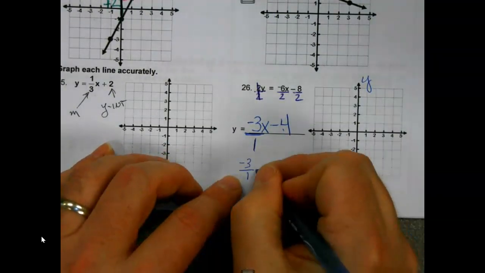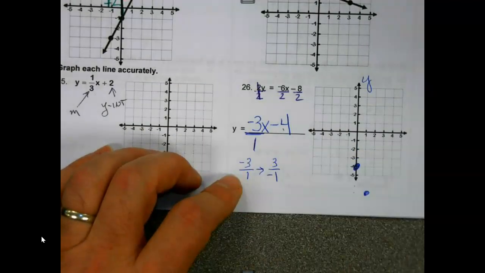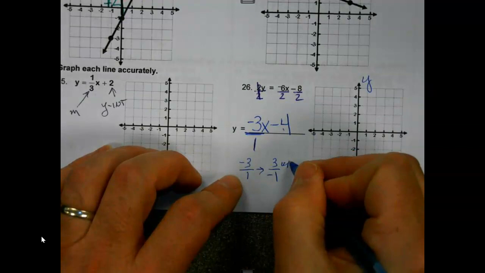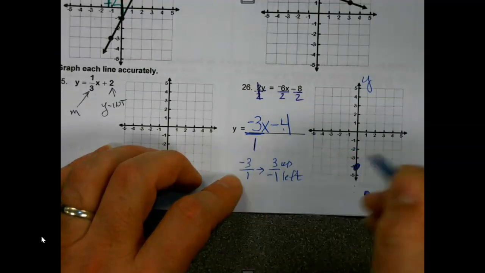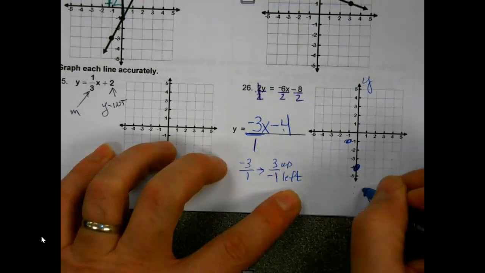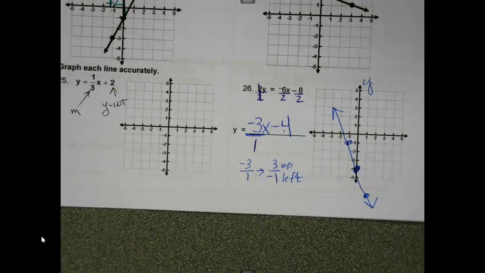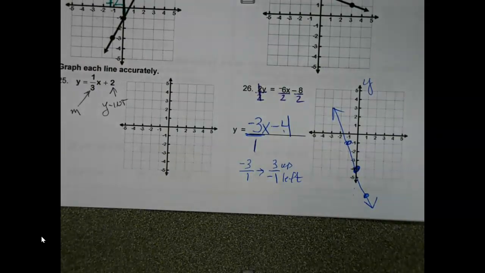Instead of doing down 3 and right 1, you can just flip where the negative goes, and go up 3 and left 1. And that will get you on the exact same line. So again, it is your call on some of these, on what you want to put and where you want to put it.